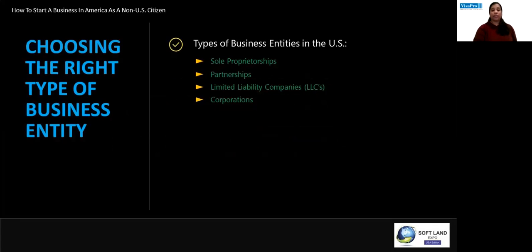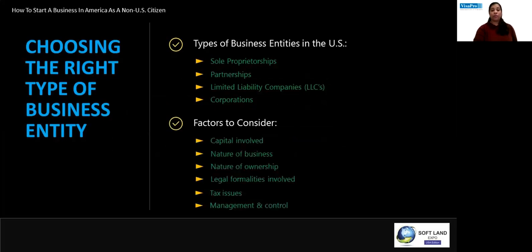Selecting the most suitable legal business structure is the first and foremost step in starting a business entity. There are four main types of business entities in the US: sole proprietorships, partnerships, limited liability companies or LLCs, and corporations. Choosing which structure is right for you will depend on various factors, including the capital involved, the nature of the business, the nature of ownership, legal formalities involved, tax issues, both at the federal and state level, and management and control, among other factors.